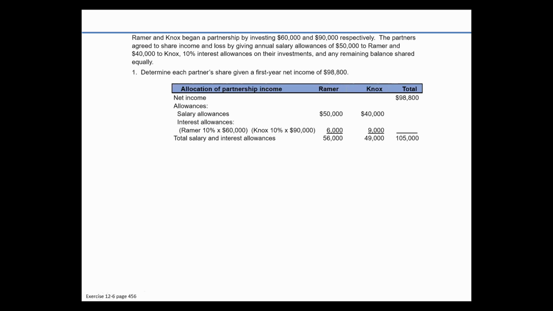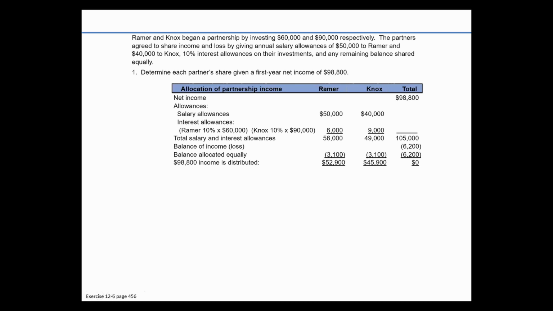So we have a deficit there. So the total income or loss, well, right now we're at negative 6,200. So that's not going to work. So if you take that 6,200 and you divide that equally, which would be 3,100, that would then reduce the amount of the annual salary and interest. So then the income is distributed. So Raymer would be able to get 52,900. Knox would be able to get 45,900. So that allocates the income.